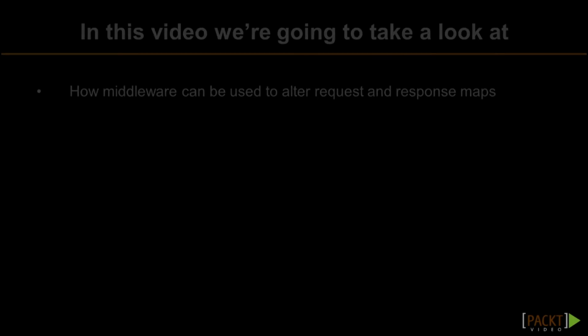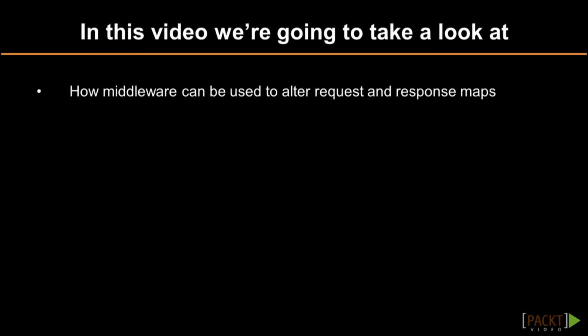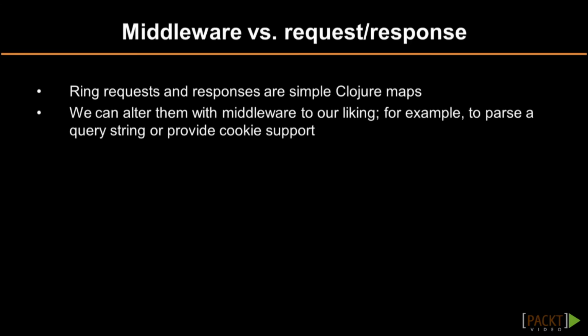In this video, we will learn how middleware can be used to alter request and response maps. As we have seen in previous videos, Ring requests and responses are simple Clojure maps with some designated keys. We have also introduced the middleware concept, where we were controlling the flow of handler invocation from different sources.